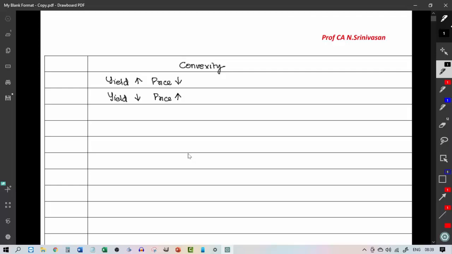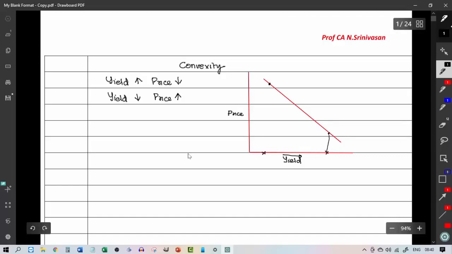line. Let me show you. We say this is the yield and this is the price. So you notice as the yield drops, the price of the bond goes up, and as the yield keeps increasing, the price of the bond falls down.